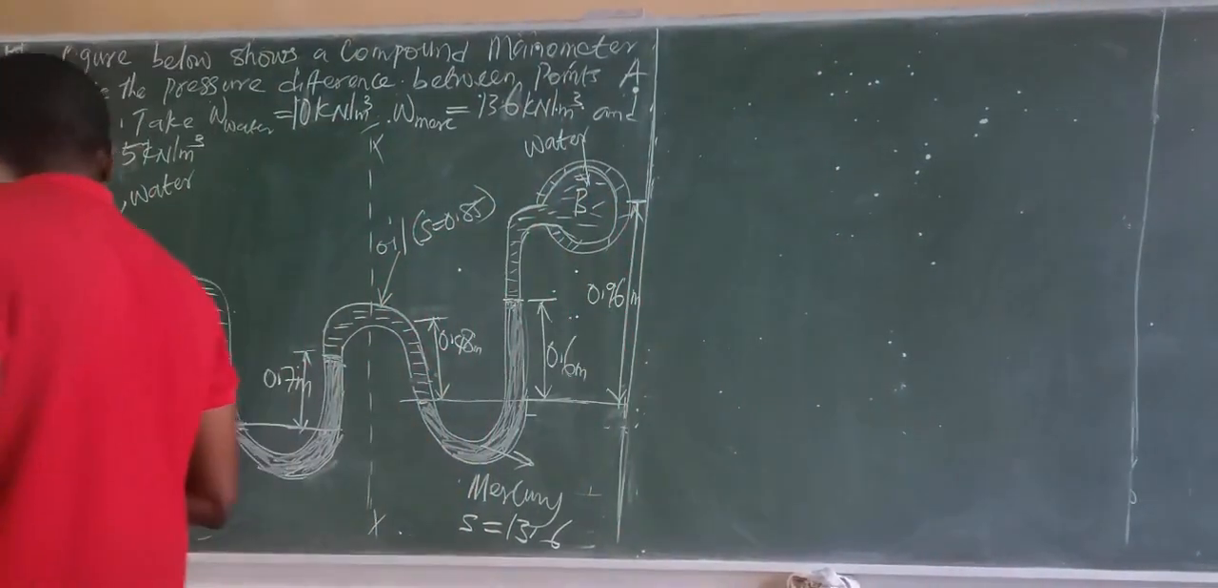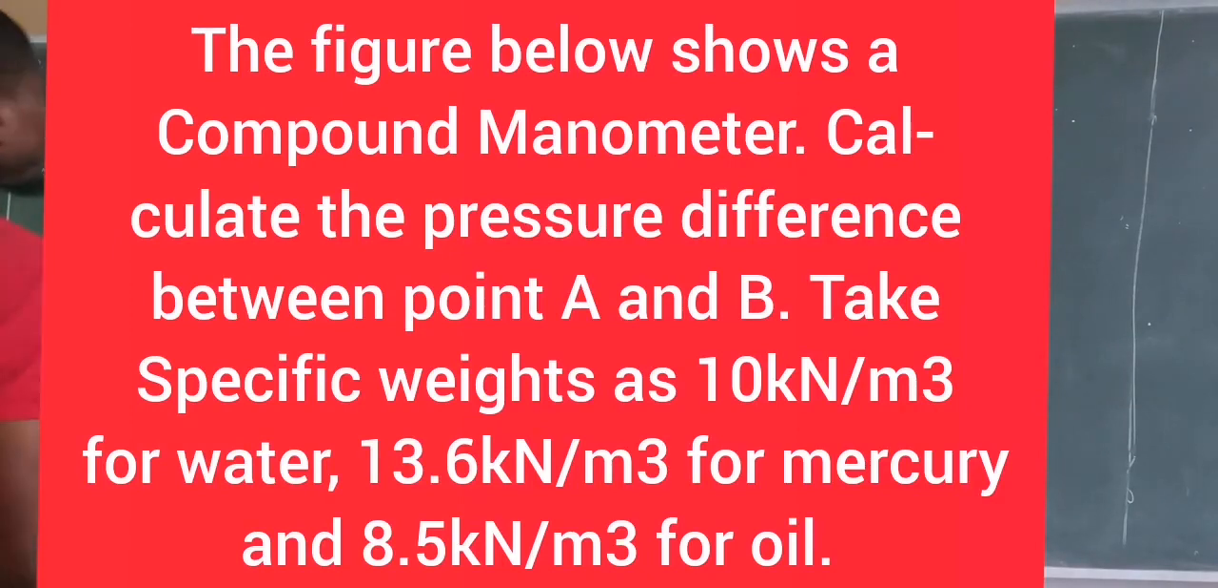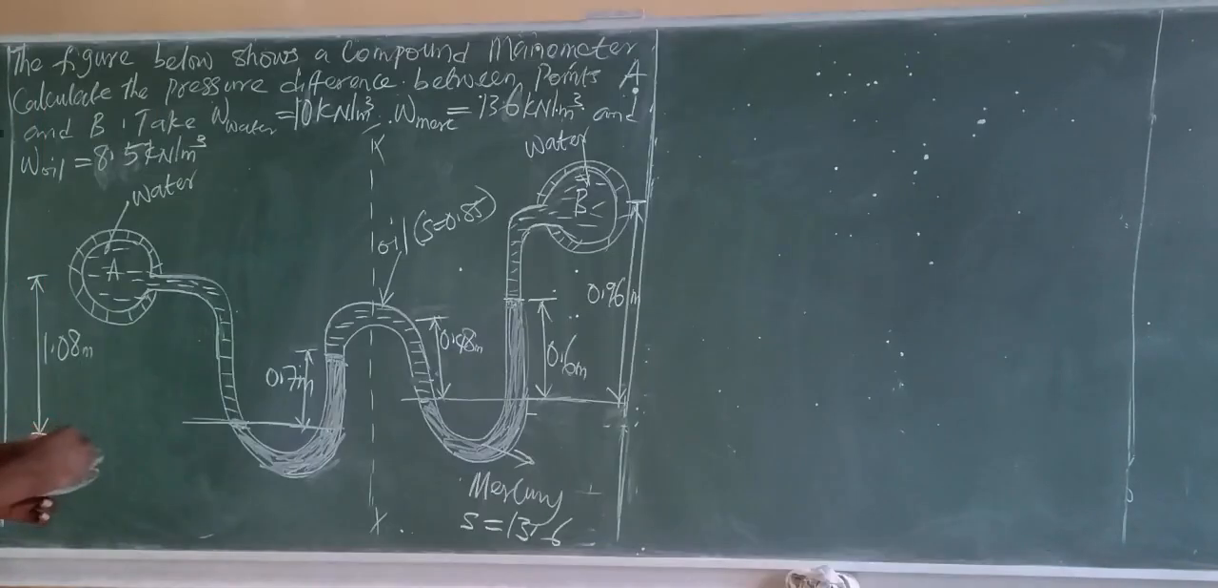The question says, the figure below shows a compound manometer. Calculate the pressure difference between point A and B. Take specific weight of water to be 10 kilonewtons per meter cube, specific weight of mercury to be 13.6 kilonewtons per meter cube, and specific weight of oil to be 8.5 kilonewtons per meter cube.